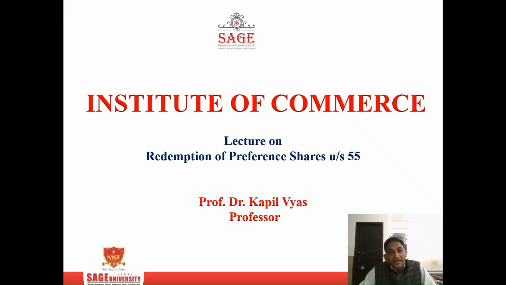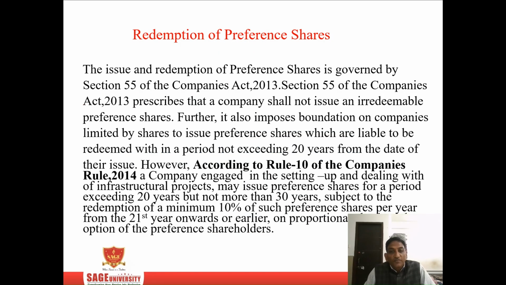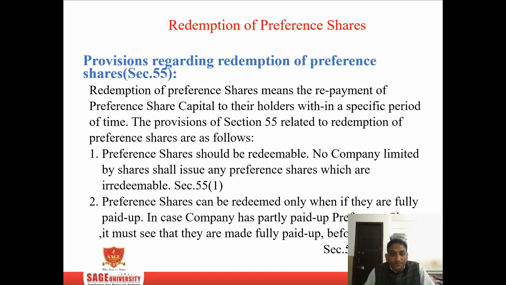Today, I am presenting a lecture on redemption of preference share under Section 55, a chapter of corporate accounting. Issue and redemption of preference shares is governed by Section 55 of the Companies Act, 2013. Section 55 prescribes that a company shall not issue an irredeemable preference share. Further, it also imposes a limitation on companies limited by shares to issue preference shares which are liable to be redeemed within a period not exceeding 20 years from the date of their issue.